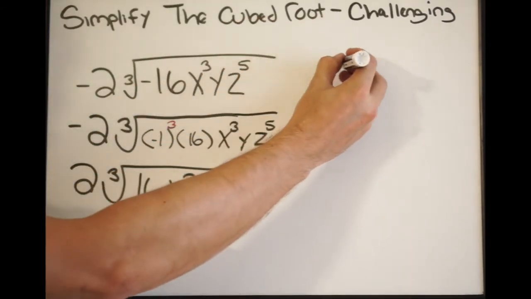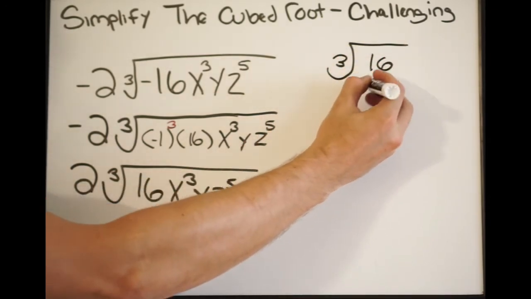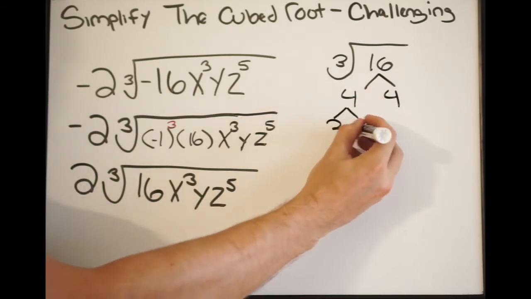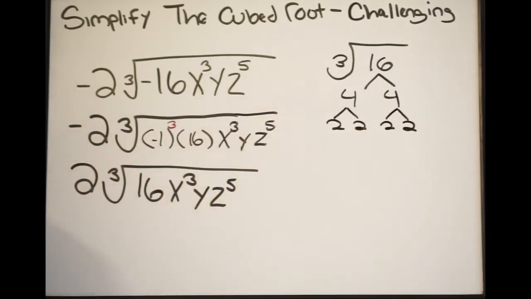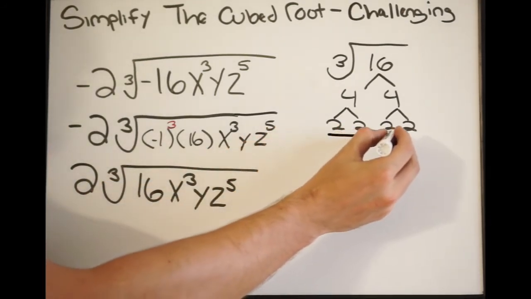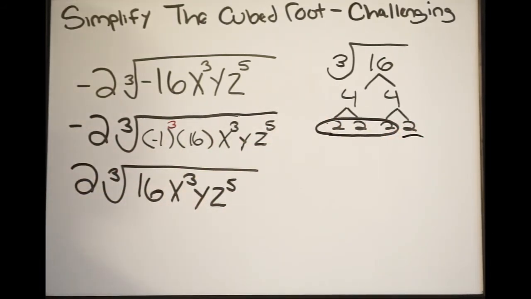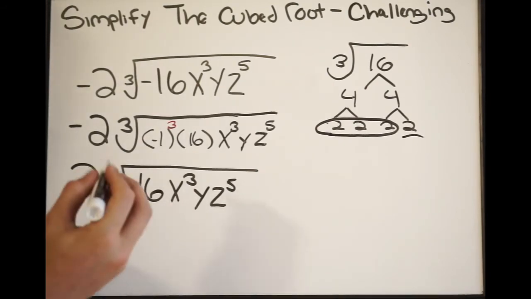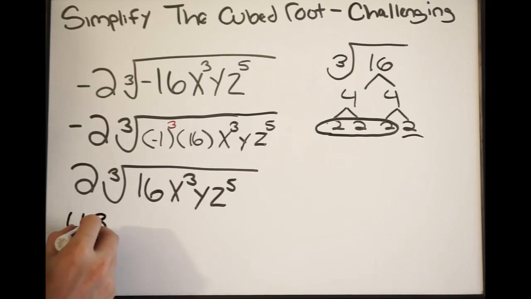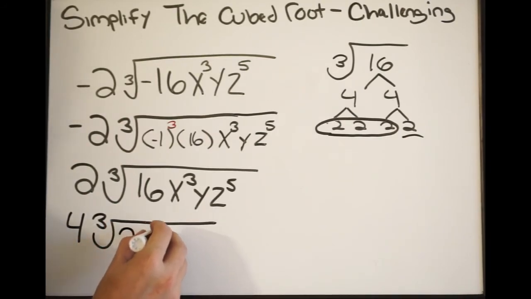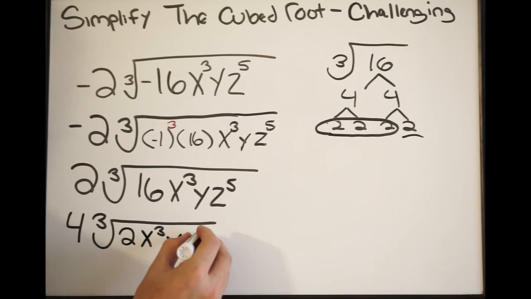So I'm going to take the cubed root of 16. Just using prime factorization, we can get 4 and 4. And then we're going to get 2 and 2, and then 2 and 2. Again, I need 3 of the same number in order to pull that number out. So here I have 3 2's, meaning one 2 can get pulled out, and this is going to stay behind. I'm pulling a 2 out, so I need to do 2 times 2, which is 4. So now I have 4 cubed root of, again, this 2 stayed behind, so I have 2, x to the 3rd, then y, then z to the 5th.